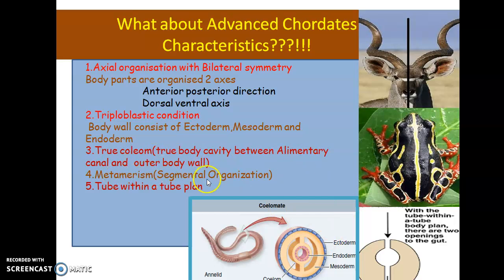Then metamerism, that means segmental organization, is generally found in higher chordates. This metamerism is generally found in the primitive stage or embryonic stage, and gets replaced in the adult stage. Then tube within a tube, which means the alimentary canal is provided with two openings, that is an anterior mouth and a posterior anus, like the structure that you can see here in this organism.